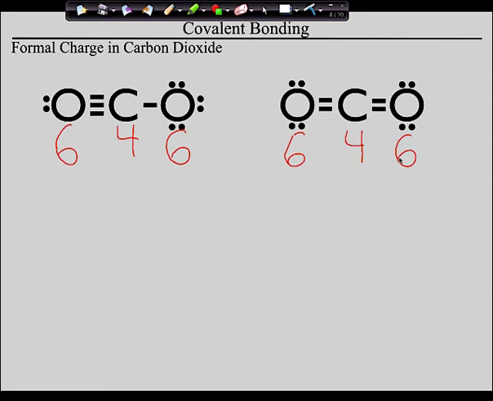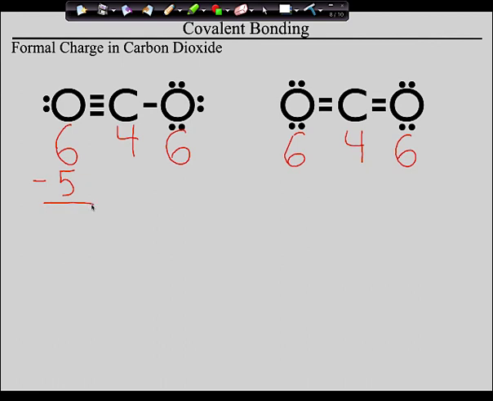Now we need the bonded scores. So what is the bonded score for this oxygen? Remember, each unbonded electron counts as 1, and each bond counts as 1. So it's 1, 2, 3, 4, 5.